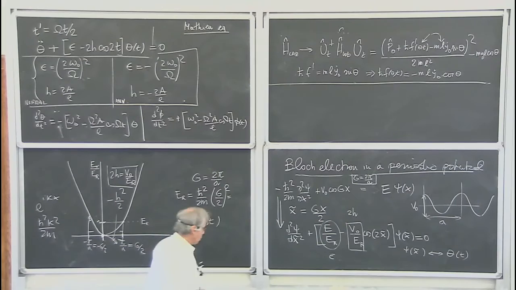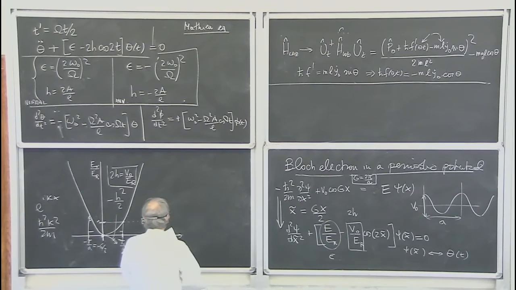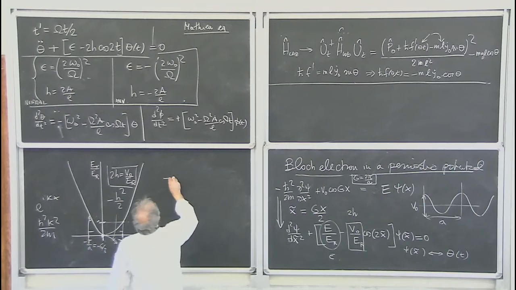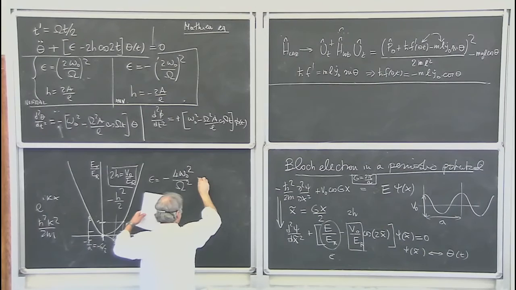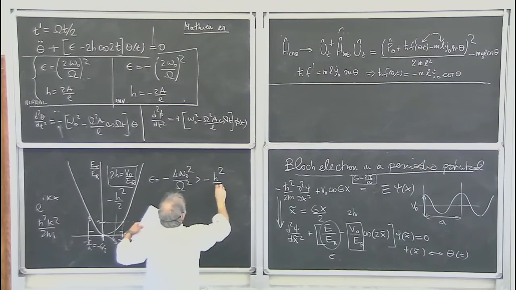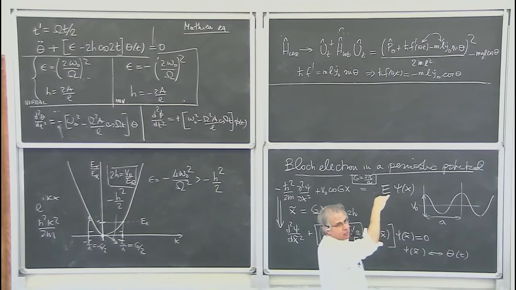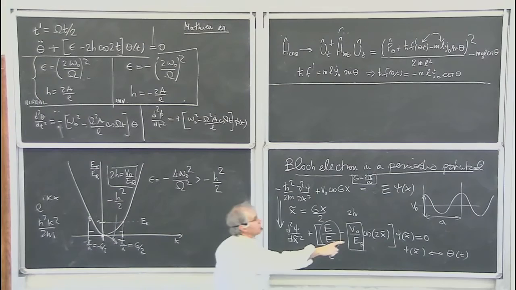You have to impose that epsilon, which is minus 4 omega 0 squared divided by omega squared, okay? So this is the epsilon of the Kapitza pendulum. It should be greater than minus h squared over 2, which is by how much the zero eigenvalue is pulled down as you turn on h. So this is the condition for ending into this region here for given h.